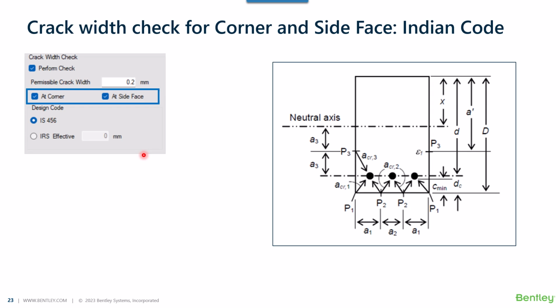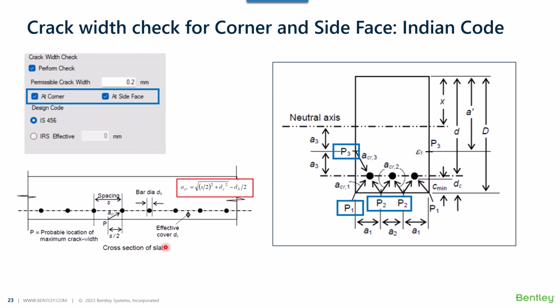The crack width needs to be calculated for these locations when the bottom or side cover value is more and the crack width becomes critical at such locations. Typically, the value of ACR is calculated as per the snap over here. So the ACR value is calculated based on the spacing between the two bars and what is the cover. So the ACR value is directly proportional to the cover and the spacing between the two bars.